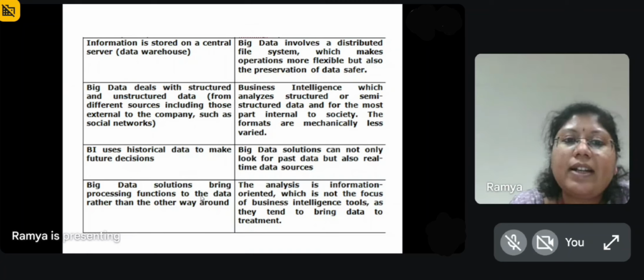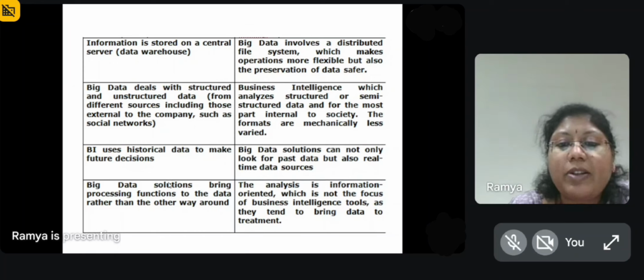Similarly, big data deals with structured, unstructured, as well as semi-structured data, whereas business intelligence analyzes structured or semi-structured data, and the formats are comparatively less varied. Whereas big data has a variety of formats, and business intelligence uses only the historical data to make future decisions, big data is not like that. It looks at the past data and similarly real-time data sources, and it will be predicting for the future also. Next, we are having the big data solutions which bring the processing function to the data rather than the other way around.